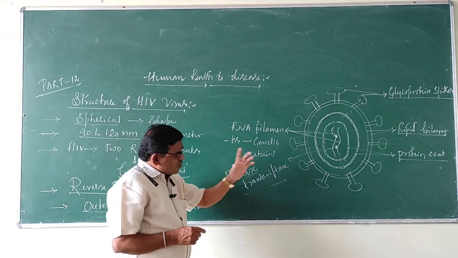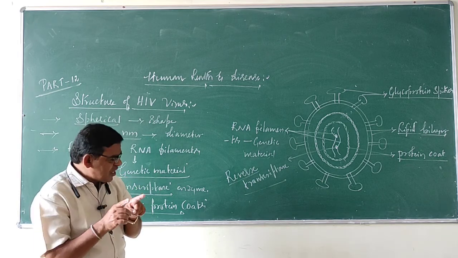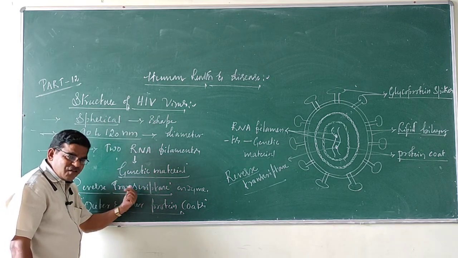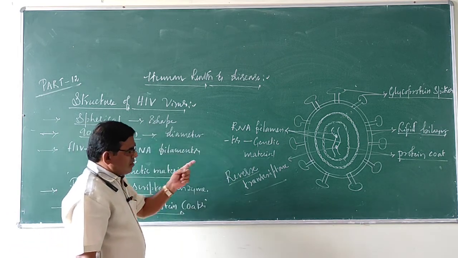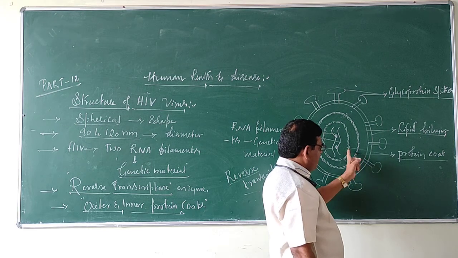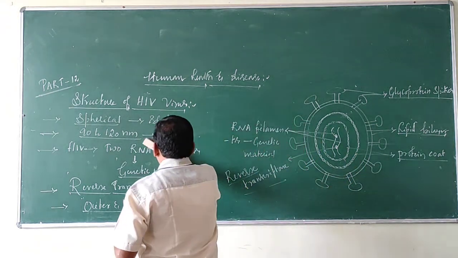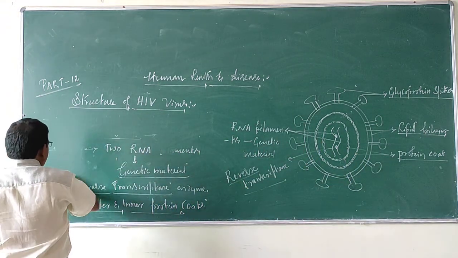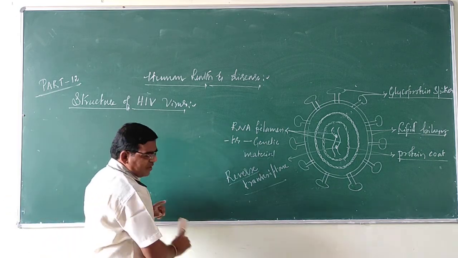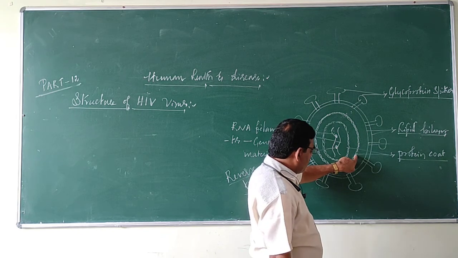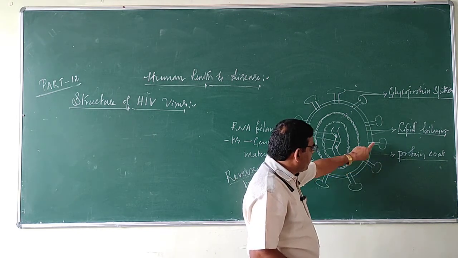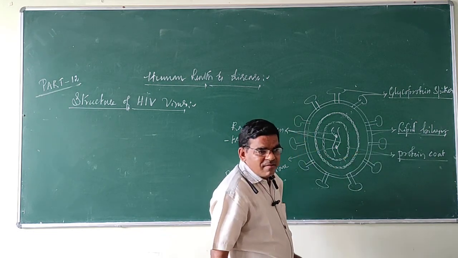So then these two RNA filaments are associated with an enzyme called reverse transcriptase enzyme. The RNA virus is covered by an outer and inner protein coat. Above the protein coat, another envelope or membrane is present. It is called lipid bilayer.